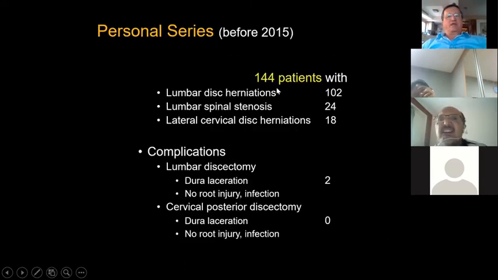This is before 2015. It was my series. We had 2 dural lacerations in lumbar spine, no dural laceration in the cervical spine, and no root injury and no infection. We had no infection at all since then.